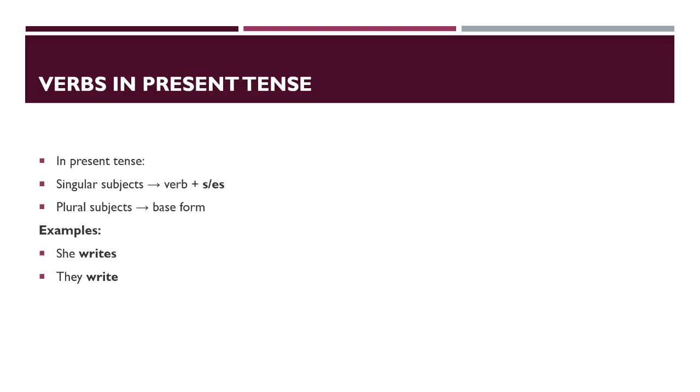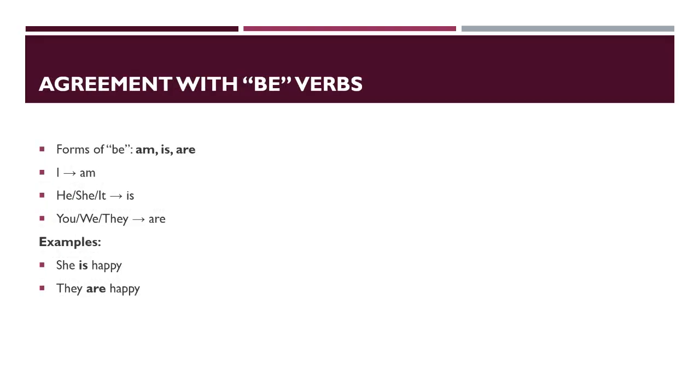There is one verb that behaves a little differently, and that is the verb be. The verb be has special forms: am, is, and are. We use am with I, is with singular subjects, and are with plural subjects. For example, she is happy and they are happy.